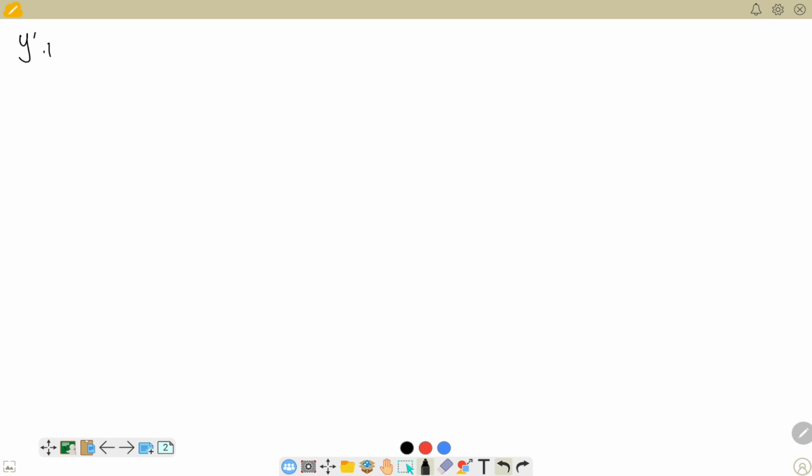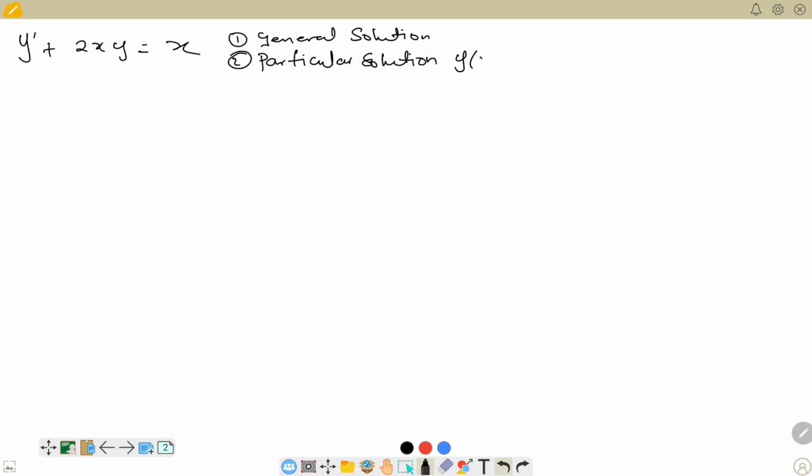In the second example, we'll have y prime plus 2xy equals x. The problem can say find the general solution. Then the second question can say find the particular solution. And a particular solution is given with conditions. We call this condition the initial condition. So this means that x is equal to 0 and y is 2.